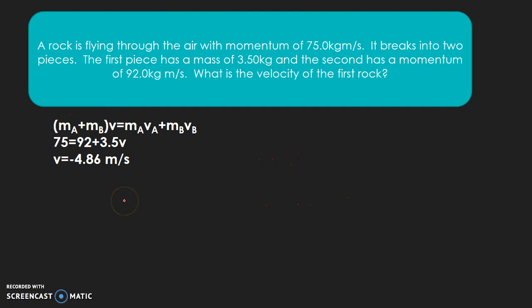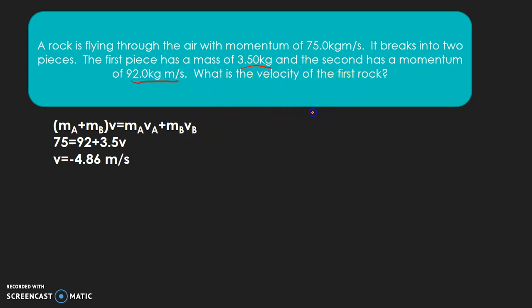A rock is flying through the air with a momentum of 75.0 kilogram meters per second. It breaks into two pieces. The first piece has a mass of 3.50 kilograms, and the second has a momentum of 92.0 kilogram meters per second. What is the velocity of the first rock?